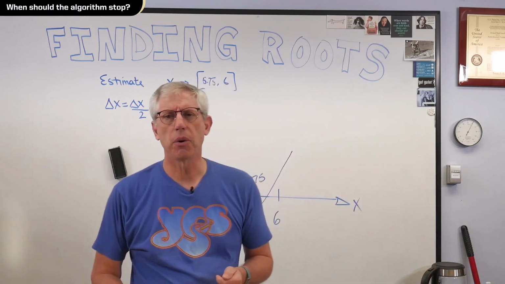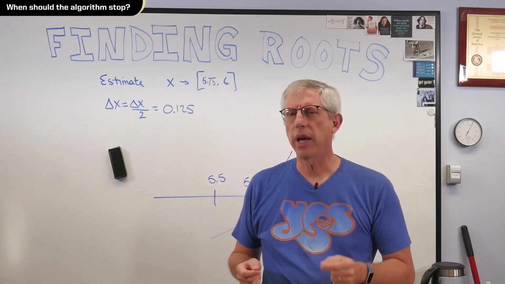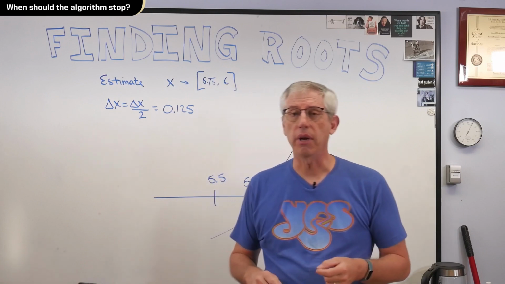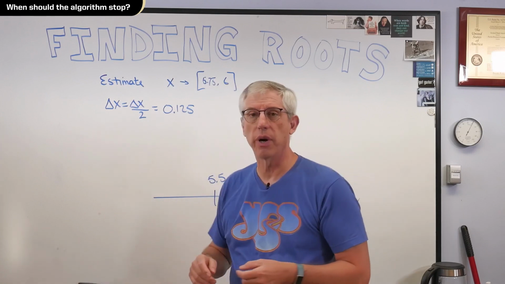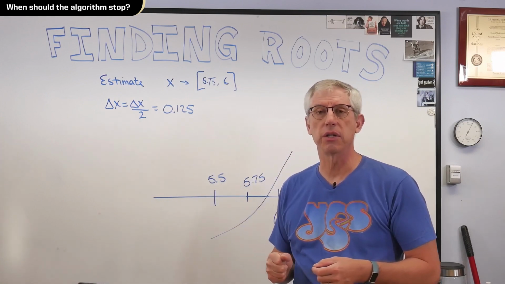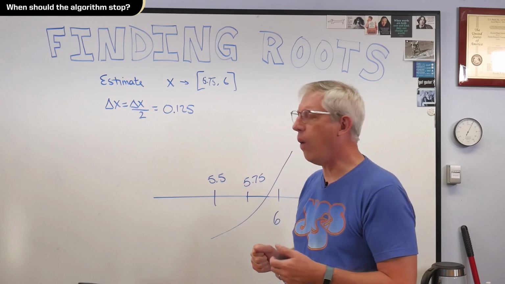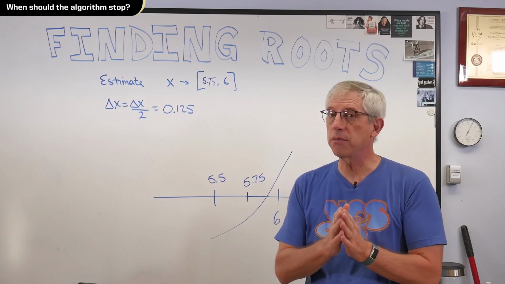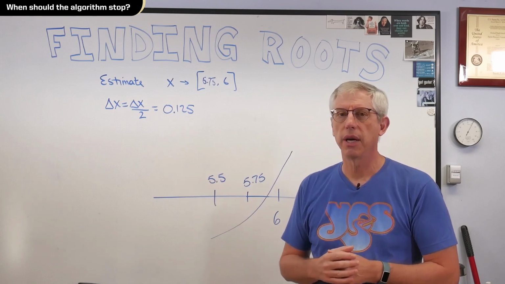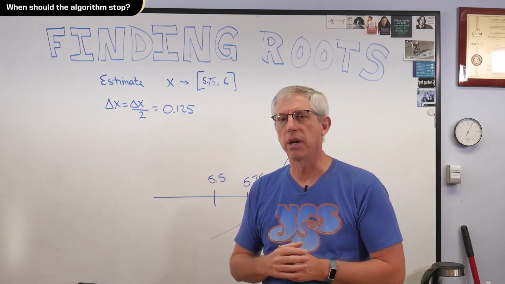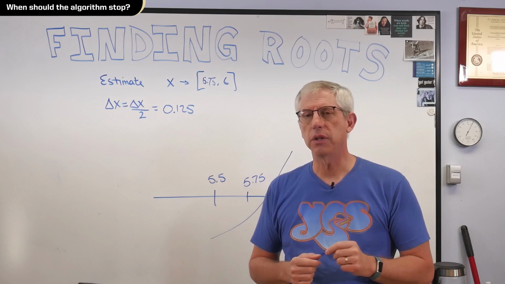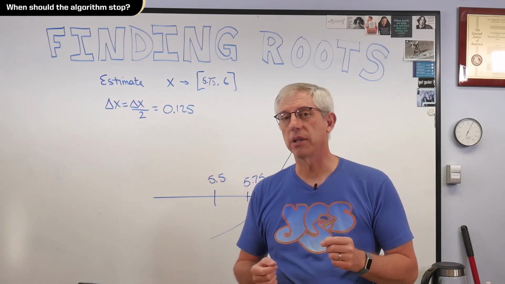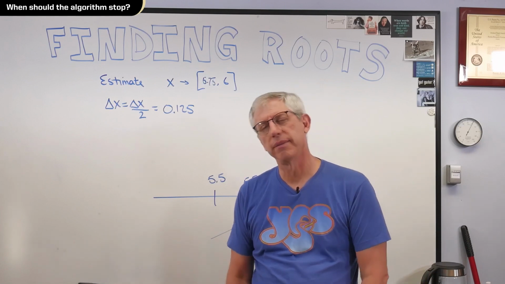Well, this is an important point here. When should the algorithm stop? Because in theory we could go forever, although we'll run out of significant digits in the computer. But we could go quite a ways before we ran MATLAB out of significant digits. It does finite precision calculations, but there's a lot of decimal places there. For the sake of efficiency, we want to stop when the answer is precise enough.